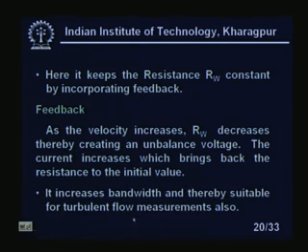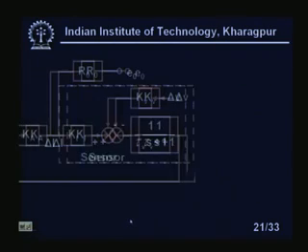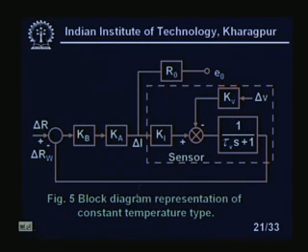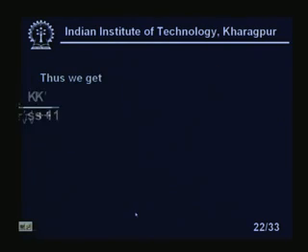It increases the bandwidth and thereby is suitable for turbulent flow measurement also. Since we are using feedback, it is suitable for measurements of high frequency swirls and turbulent flow. Now this is a block diagram of a constant temperature type of sensor. We can see we have Kb, Ka, and E naught is going out. So this is our typical system.